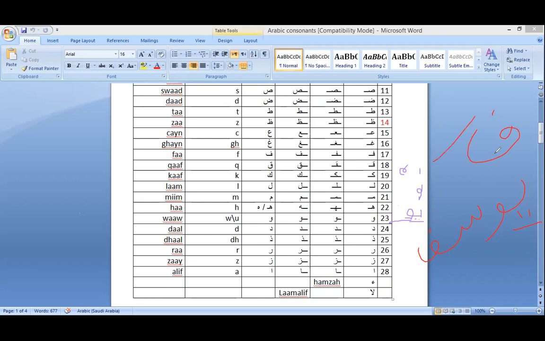That is Qa, right? Now this is Yusuf. Good. This is Yusuf. That's how you write your name. You see the way letters are going in Arabic.